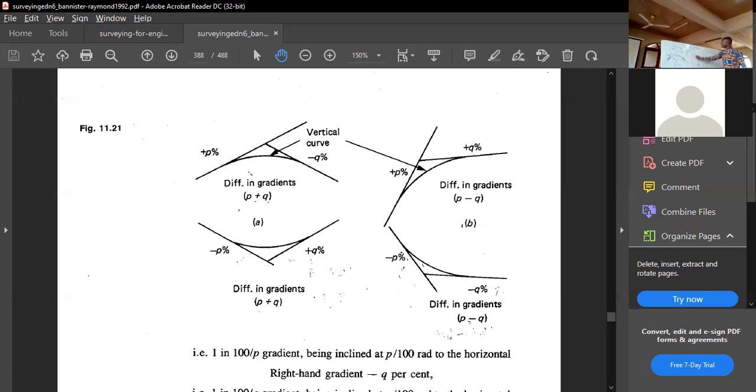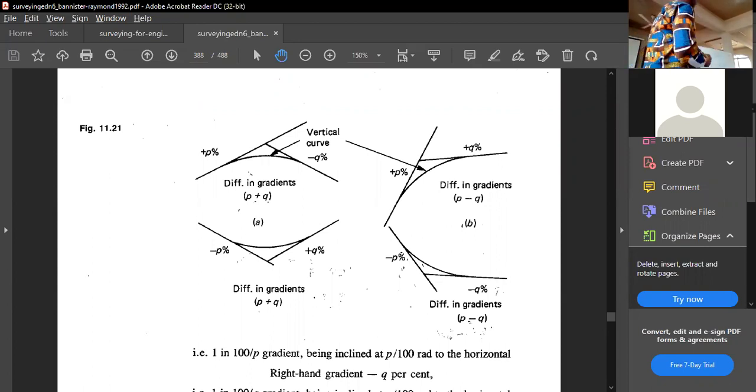These are four different configurations: positive P, negative Q; negative P, positive Q; negative P, negative Q. They give you different configurations of the curve. Here you are dropping away, here you are dropping and still dropping; the road is still continuing to drop. Here you go up the slope and then you just drop down. And then here you just keep going up and up, still on the curve. So let's understand that.